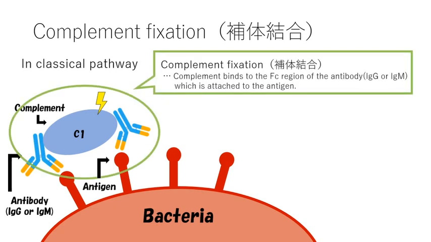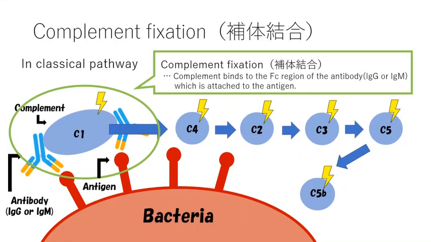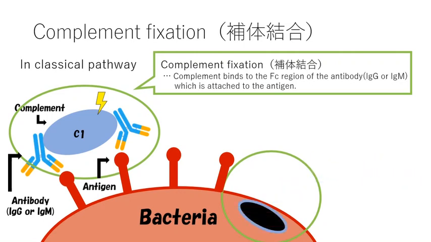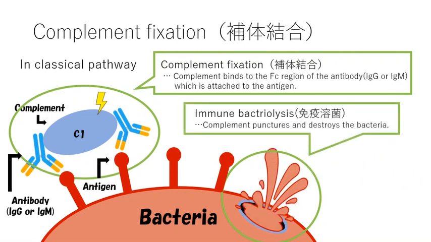After that, C1 activates C4, which in turn activates another complement in a chain reaction, and finally activates C5b678-9. This complement causes immune bacteriolysis by puncturing the bacteria. This is the most important function of complement.